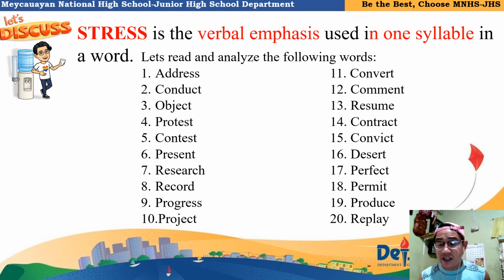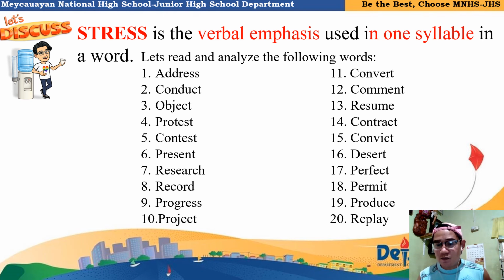Again, be very careful in analyzing the pairs of words. Number 13, resume, resume. Okay, next, contract, contract. Next, number 15, convict, convict. Number 16, desert, desert. Okay, next is number 17.